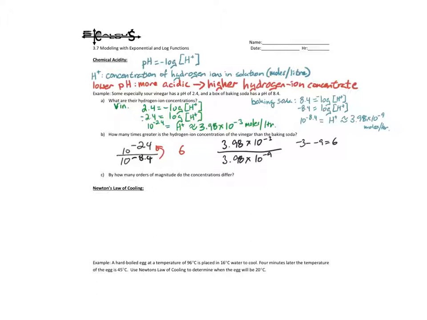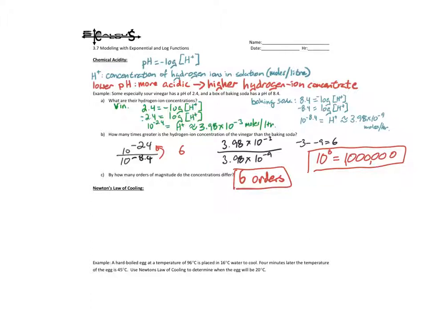The question, however, is how many times greater? When we're talking about times greater, that's not the same as order of magnitude. Quickly, let's skip down here. By how many orders of magnitude? Well, we figured that out. 6 orders. How many times greater? Well, we're going to go 10 to the power of 6. That means 1, 2, 3, 4, 5, 6. There's our answer for this part, and here is our answer for that part.